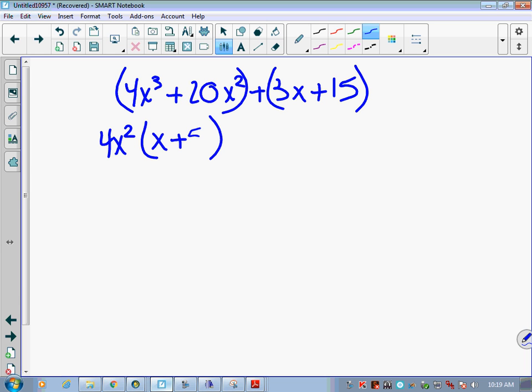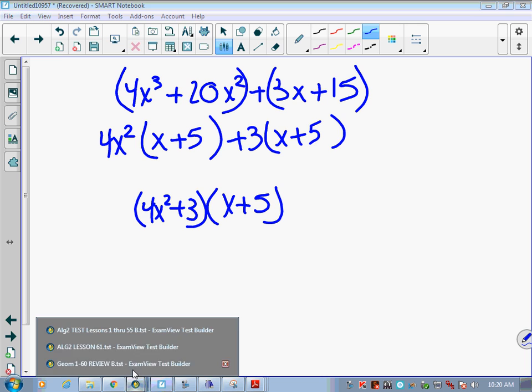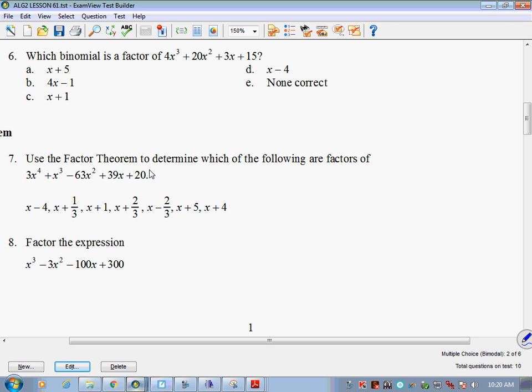X plus 5. What can I take out of 3x plus 15? 3. So I can take out a 3. What's that leave me inside? X plus 5. So x plus 5, does that come down as 2 or just 1? 1 x plus 5. What's the other factor? 4x squared plus 3. So what is the desired factor that we want from that? X plus 5. Which binomial is a factor? X plus 5 is.